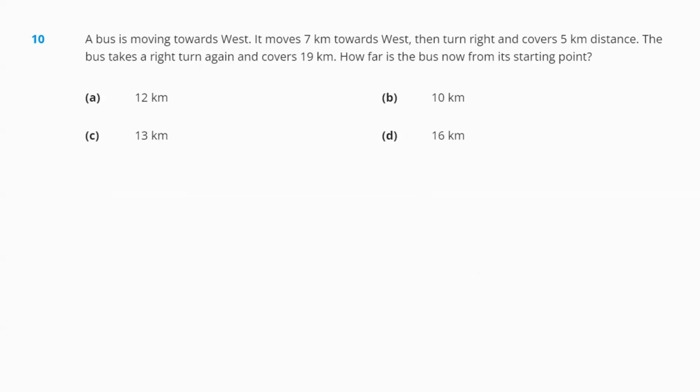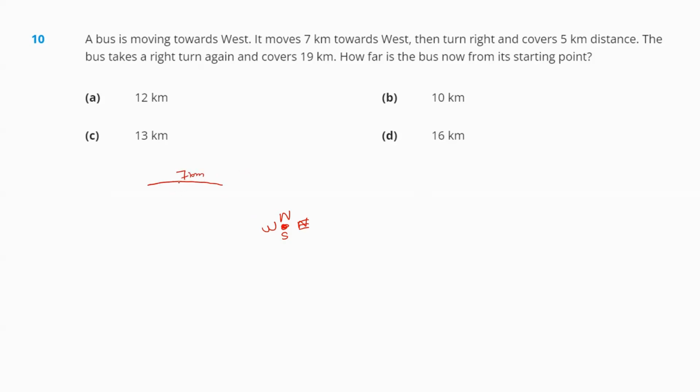A bus is moving towards west. It moves 7 kilometers towards west and then turns right and covers 5 kilometers distance. The bus takes a right turn again and covers 9 kilometers. How far is the bus now from its starting point? So first, let's create a bus here. This is north, this is south, this is east, and this is west. So the bus goes firstly to the west. Bus going west, 7 kilometers.